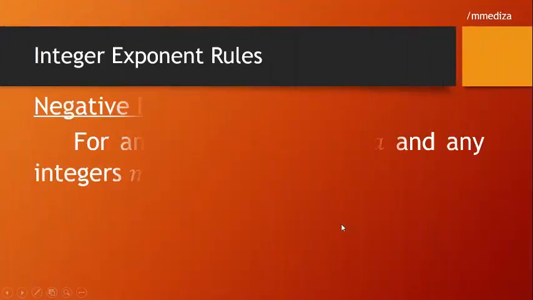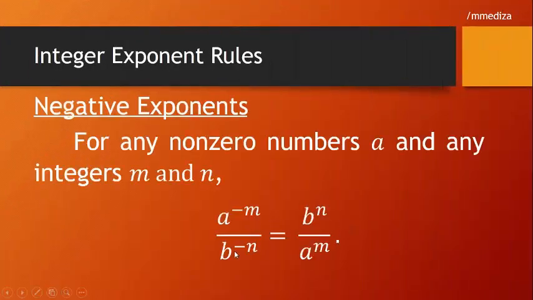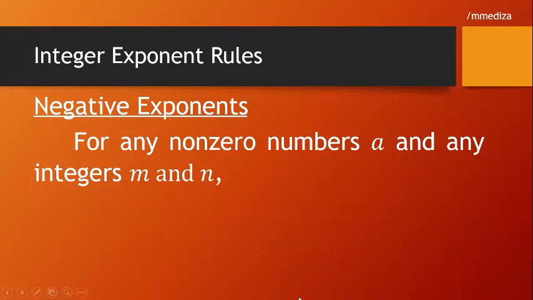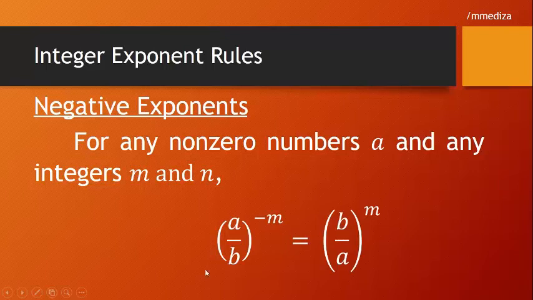The same is true when we have a raised to negative m over b raised to negative n. By changing the term from numerator to denominator and denominator to numerator, we have changed the sign of its exponent. Therefore, it can be written as b raised to n over a raised to m. How about a term in fractional form, such as a over b raised to negative m? We can just reciprocate the term and change the sign of the negative exponent to positive.